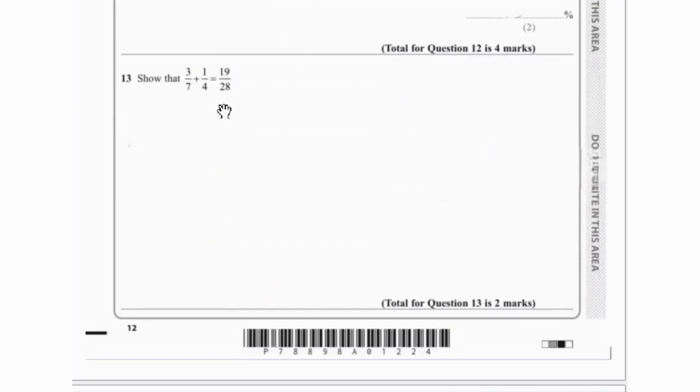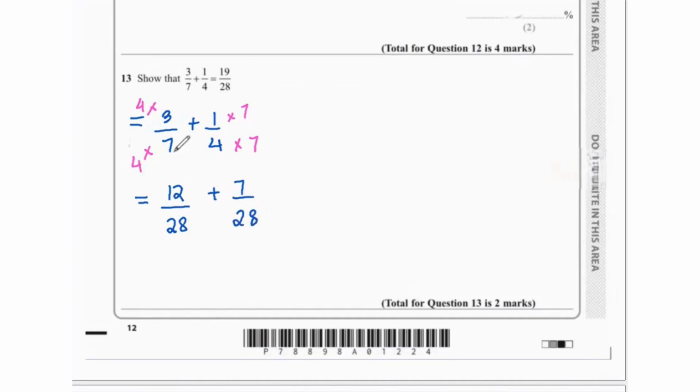Then show that 3 over 7 plus 1 over 4 equals 19 over 28. So we're going to focus on the left-hand side. When we're adding or subtracting fractions with unlike denominators, the first step is to make the denominators equal. So to make the denominators equal, I will multiply the first fraction by 4 and the second fraction by 7. And then what we have is 12 over 28 and 7 over 28. As you can see, both the denominators are equal now.